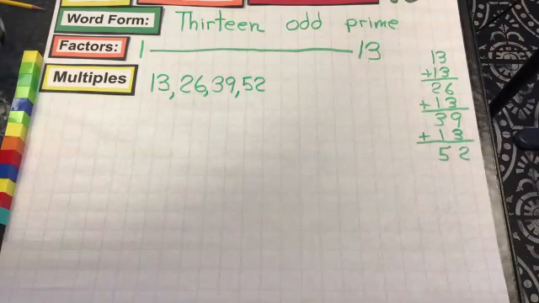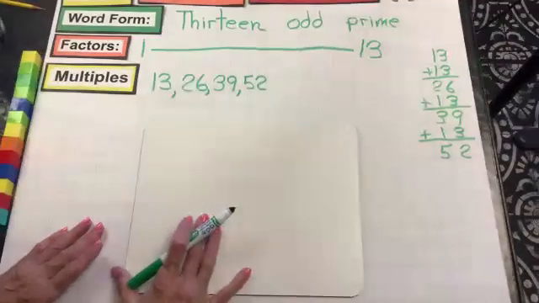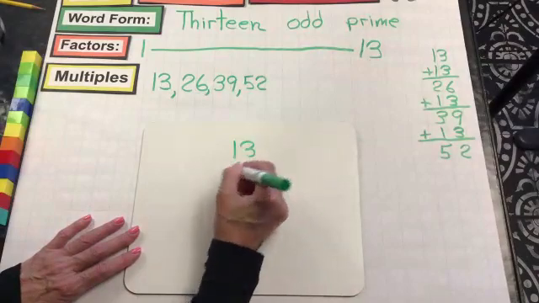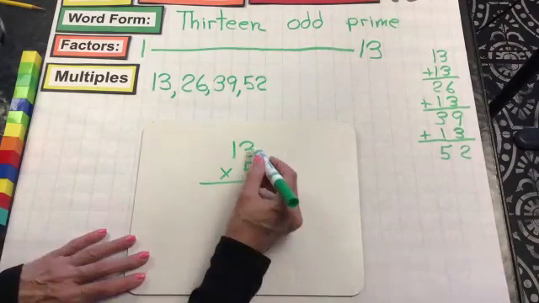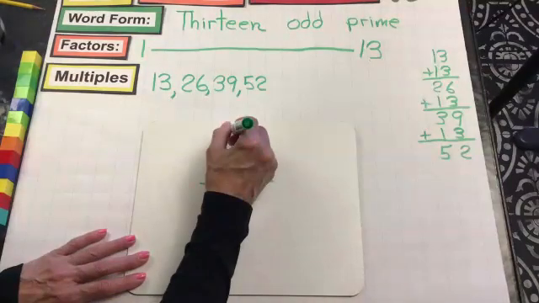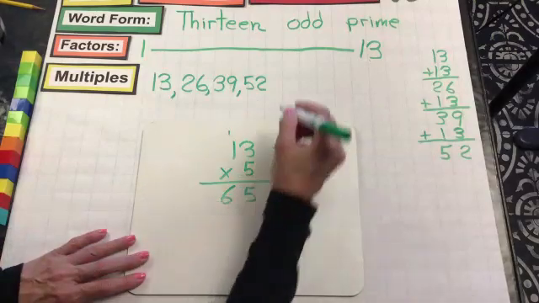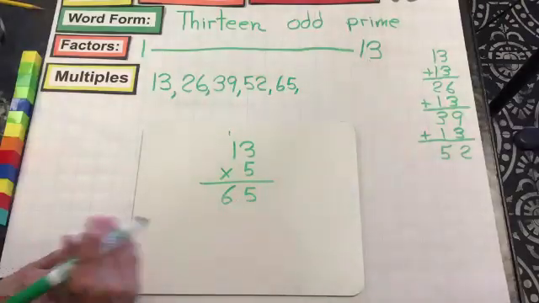So remember, we always want to have some paper handy if we need to do a little bit of math on the side to figure out where we're going. So we can continue adding on, but I'm going to go ahead and do a little multiplication. So we're going to do 13 times 5 on our scrap paper. So 5 times 3 is 15, carry the 1. 5 times 1 is 5, plus that 1 is 6, so 65.